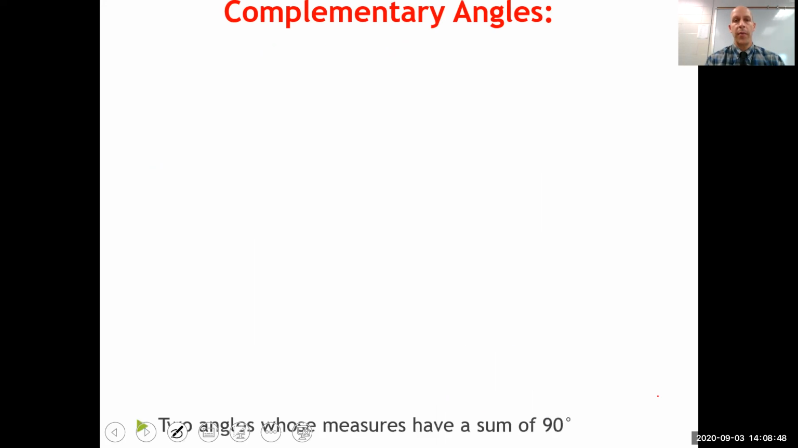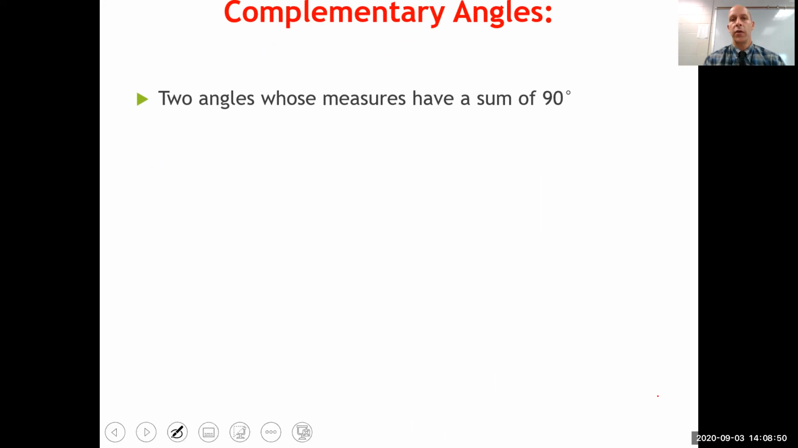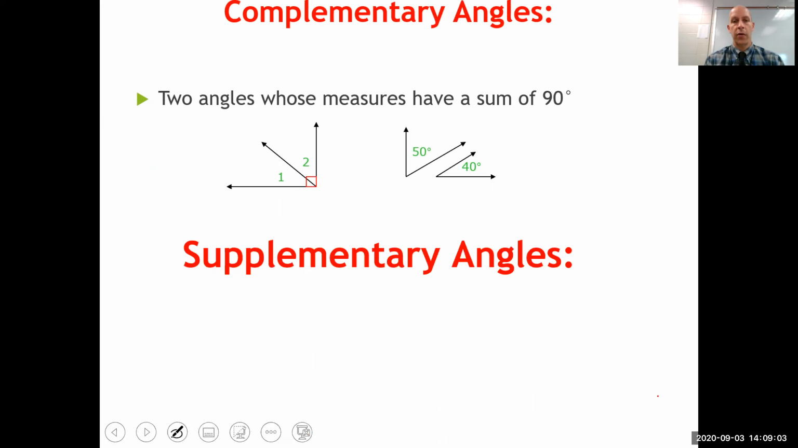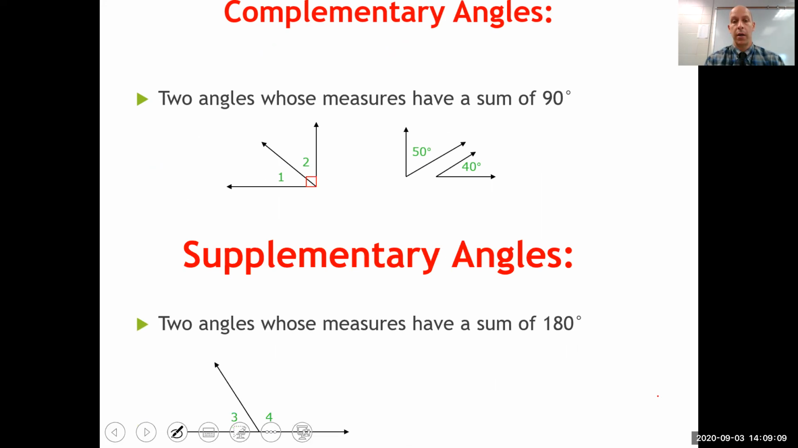All right, complementary angles. These are two angles whose measures have a sum of 90 degrees. So here would be an example of complementary angles. Angles 1 and 2 are complementary. This 50-degree angle and that 40-degree angle add up to 90. So those are complementary angles. Supplementary angles add up to 180 degrees. So here would be an example of supplementary angles, angles 3 and 4, or these two angles here, a 75-degree angle and a 105-degree angle.